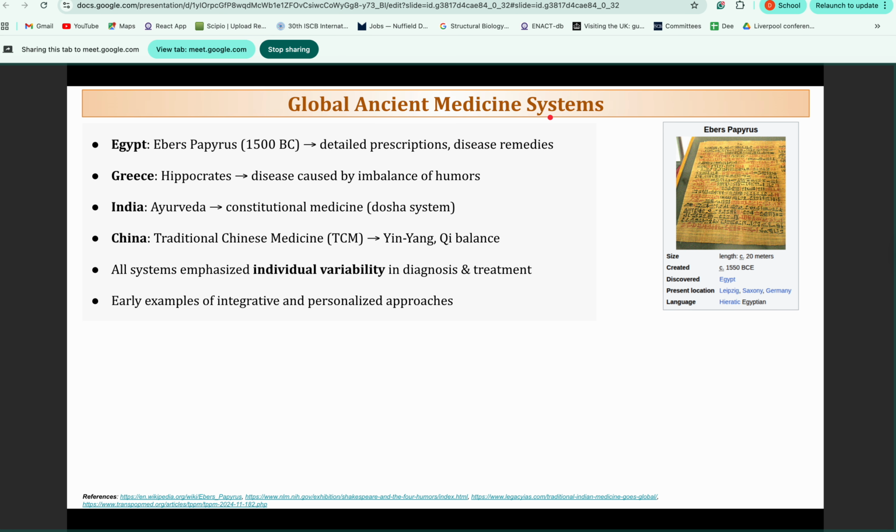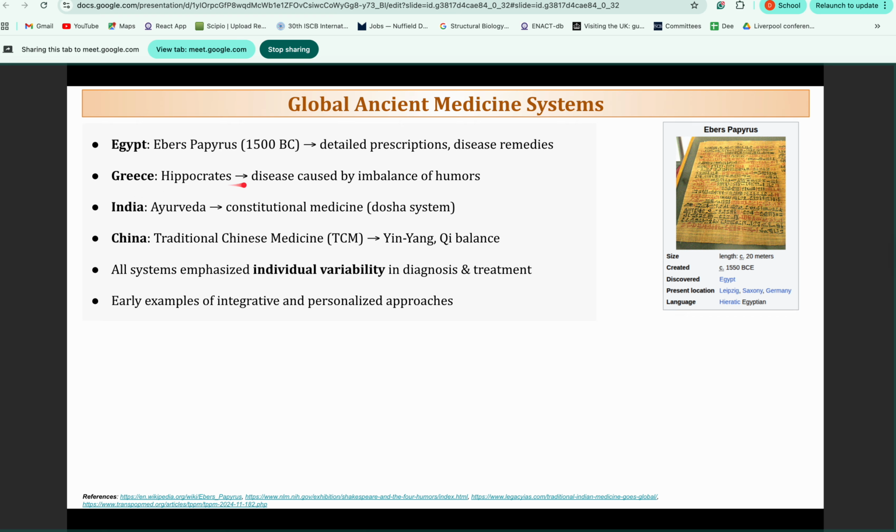Global ancient medicine systems. Now we'll talk about the other countries around the globe. If we talk about Egypt, there is a book named Ebers Papyrus from 1500 BC. It has detailed prescriptions and disease remedies. This is an excerpt of that particular book; this is how it looks. In this we are talking about the ancient medicine systems in other countries. So this is about Egypt, which is about 1500 BC.